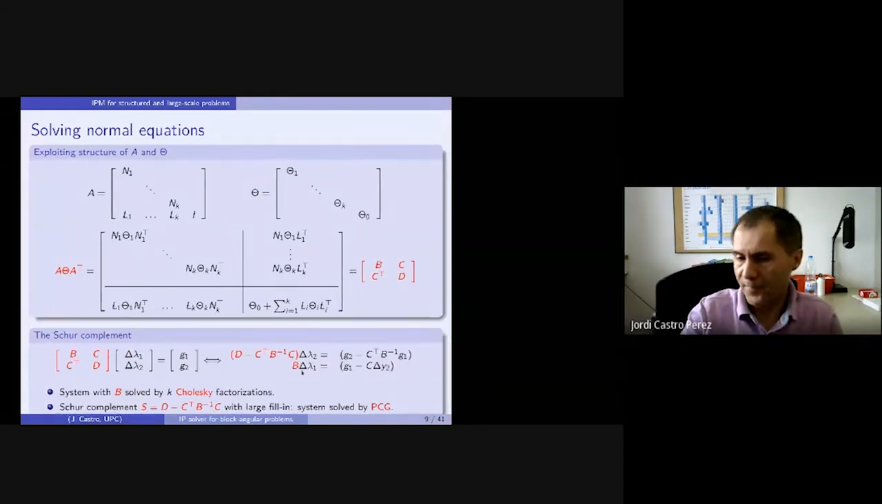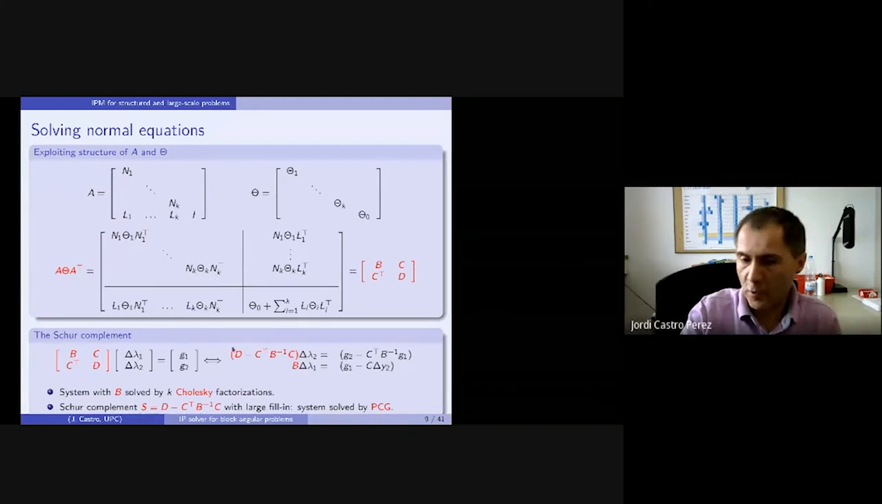This part is the part for computing delta lambda 1. Here you only need to solve systems with B. But B is not difficult because, remember, this matrix has K smaller blocks. So each of these blocks can be solved using Cholesky factorization, and the whole system with B can be solved using Cholesky factorization.